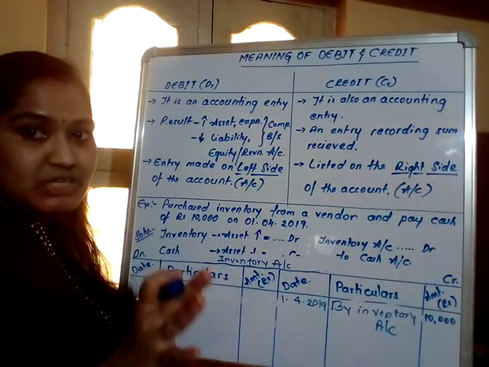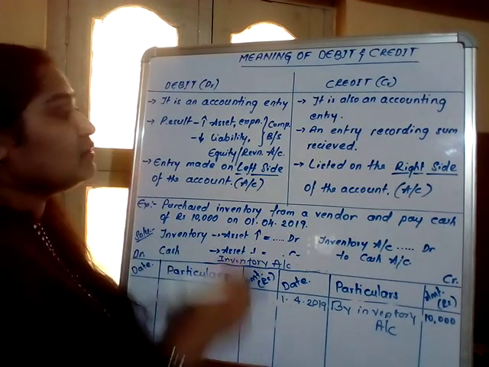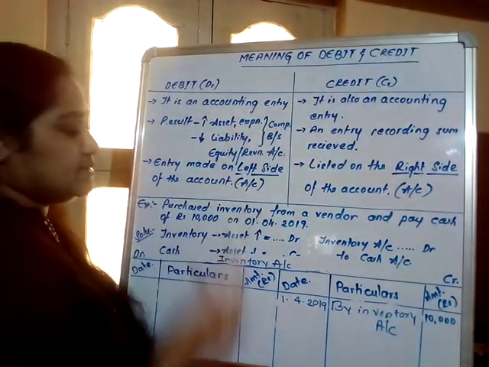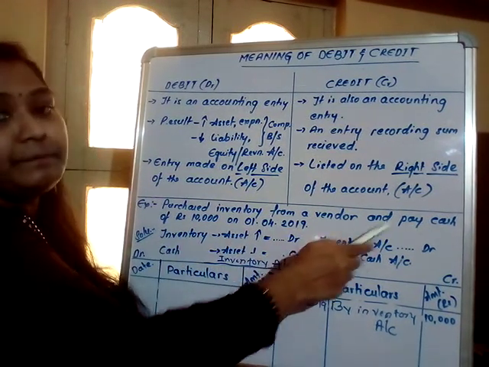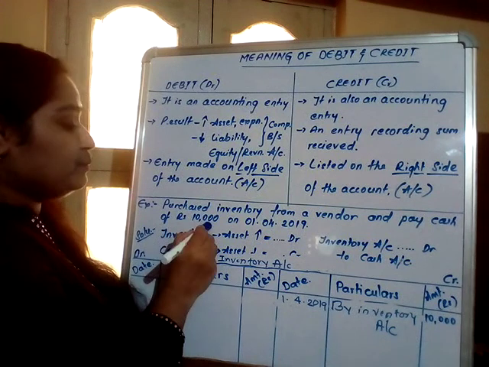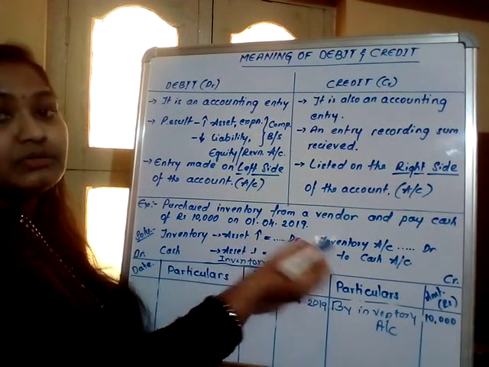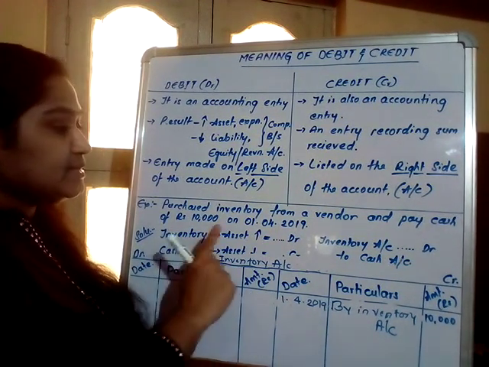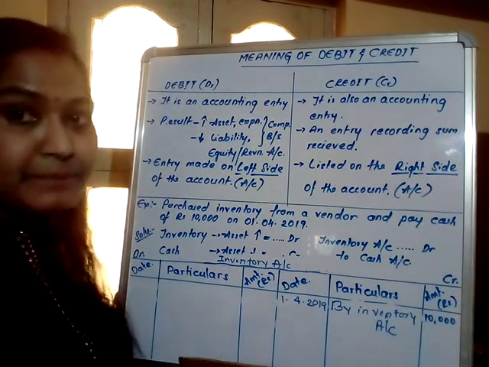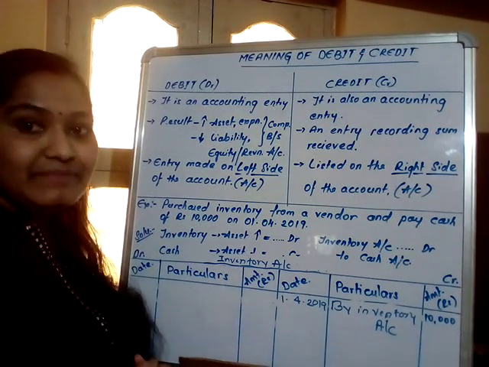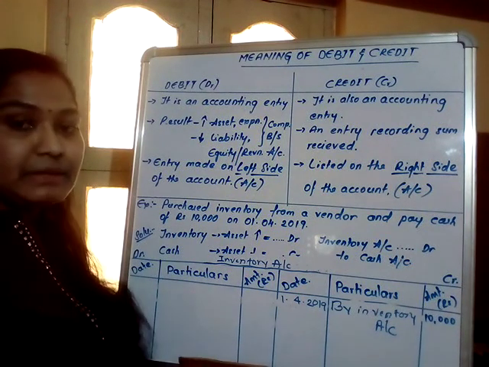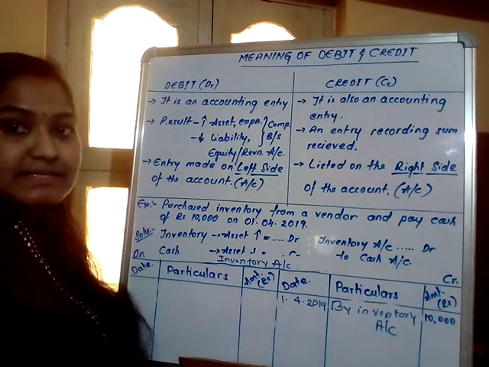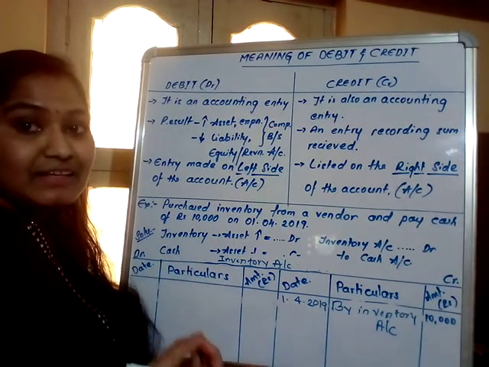Let's solve one transaction. It will help in easily understanding the concept of debit and credit. See here, purchase inventory from vendor and pay cash of rupees 10,000 on 1/4/2019. In this case, the company purchased the inventory or stock, and for that it paid cash of rupees 10,000.